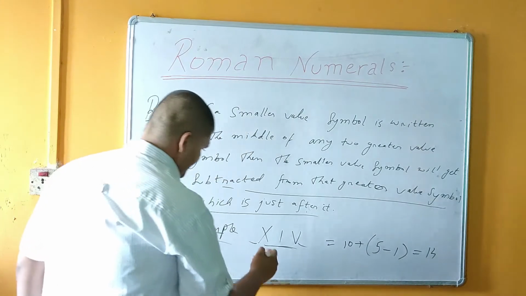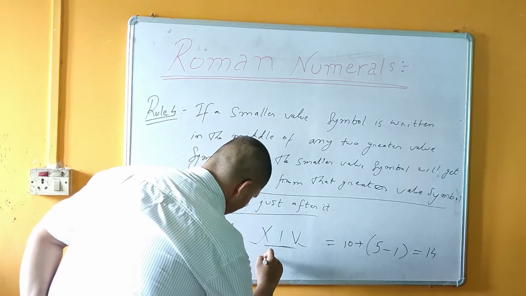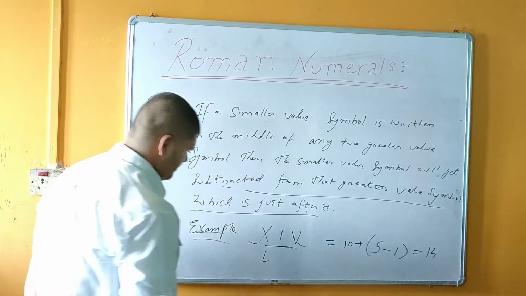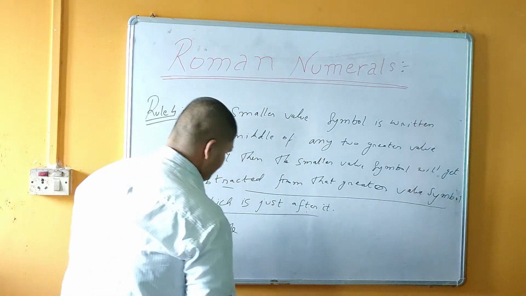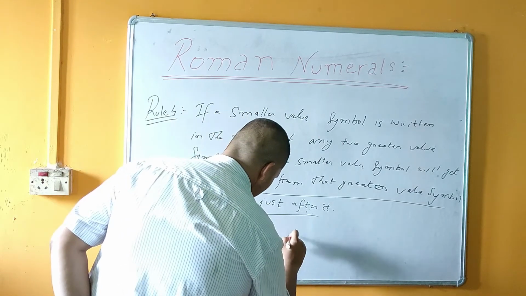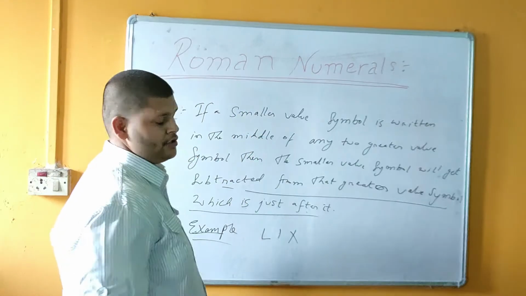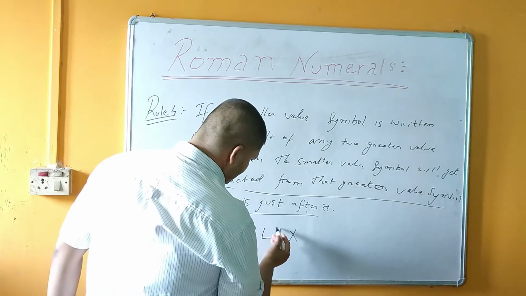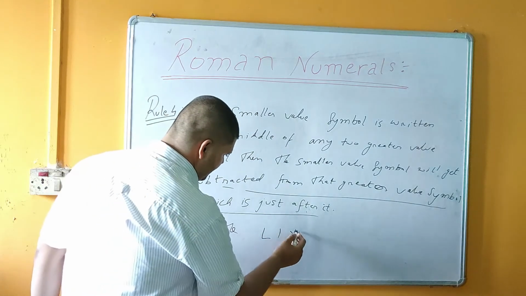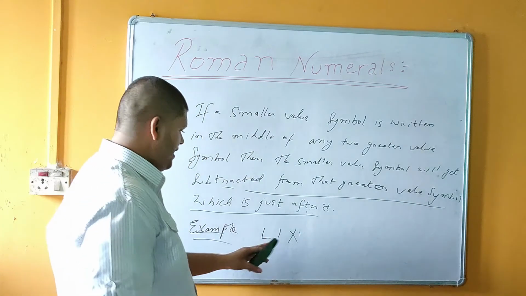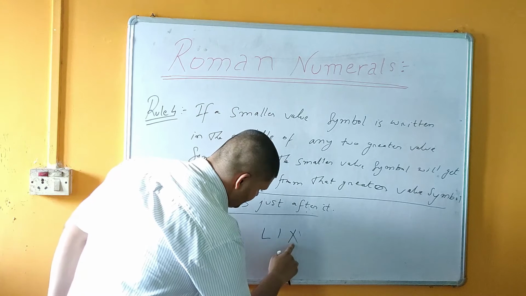Let me take some more. Suppose we take L. I am erasing this. I am taking another example: L and X. These are the two symbols. Exactly in the middle we have one smaller value symbol. So what does it represent? Here the smaller value symbol is just in the middle of two greater value symbols. This is one greater value symbol and this is one greater value symbol. This is the only smaller value symbol, which will get subtracted from this symbol.